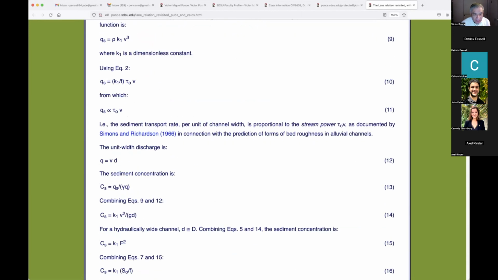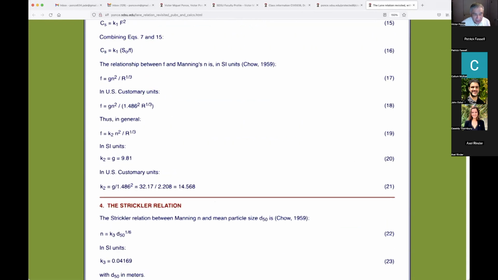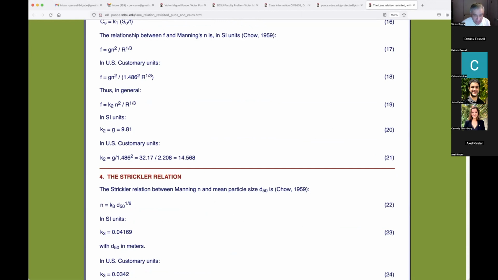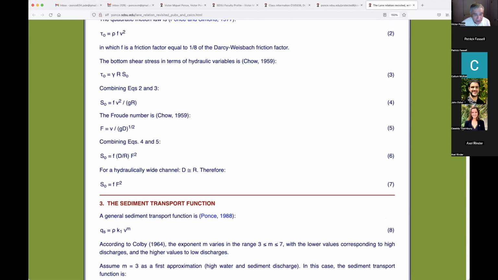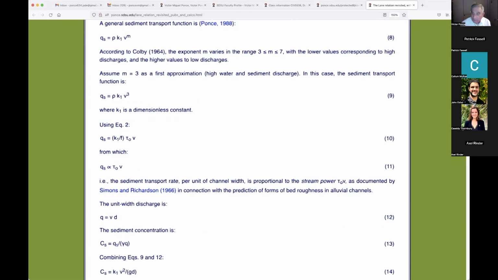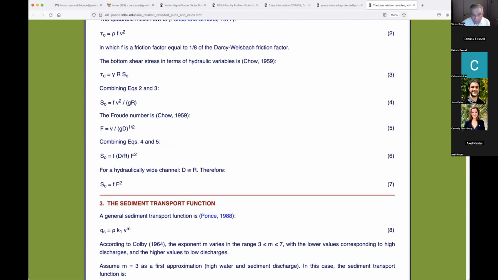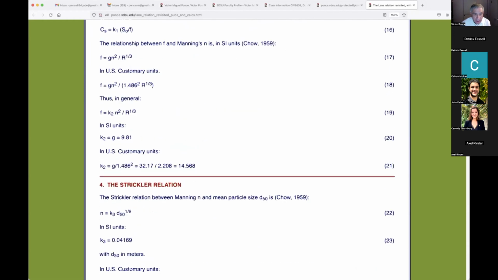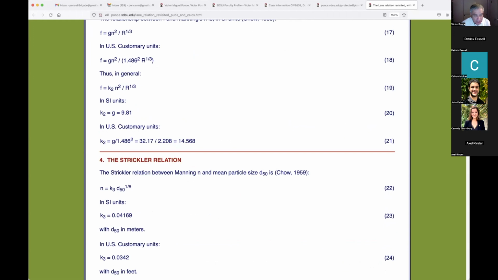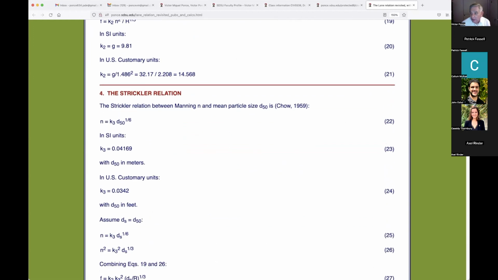So this is what we did. We first defined a friction function, the one that I've used since my early days at Colorado State. Then the sediment transport function, which is a very simple sediment transport function, which we ascribed to Colby because he was the first one that did this work back in 1964. And then we had to come up with some sort of diameter relation.